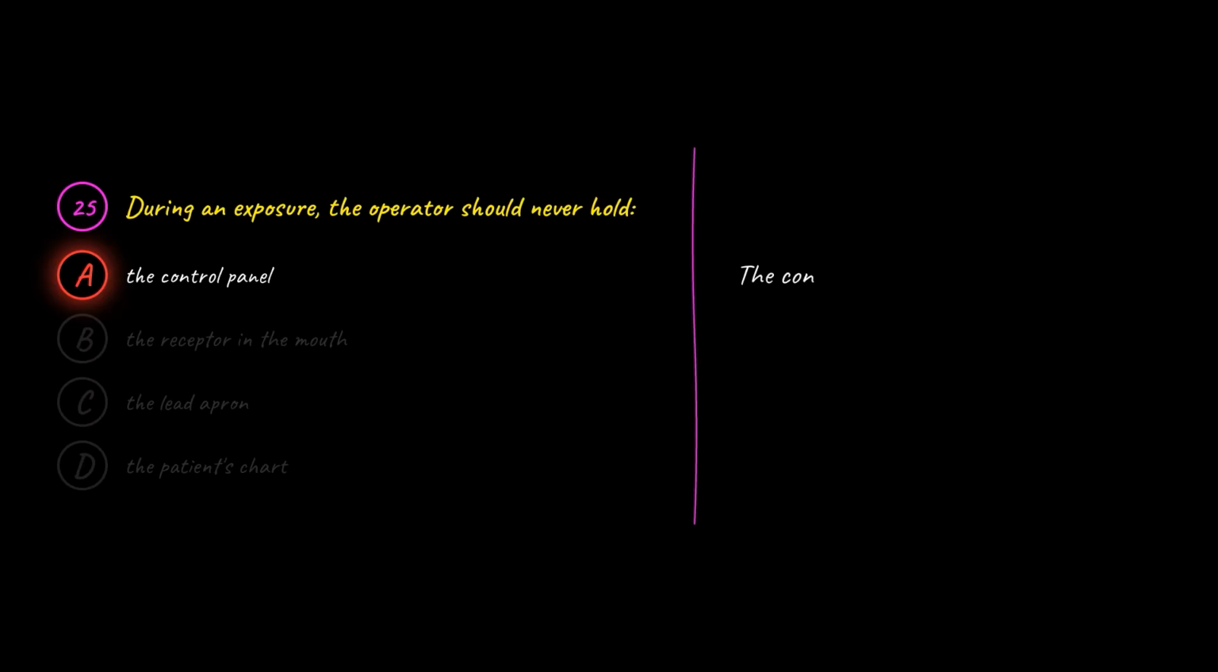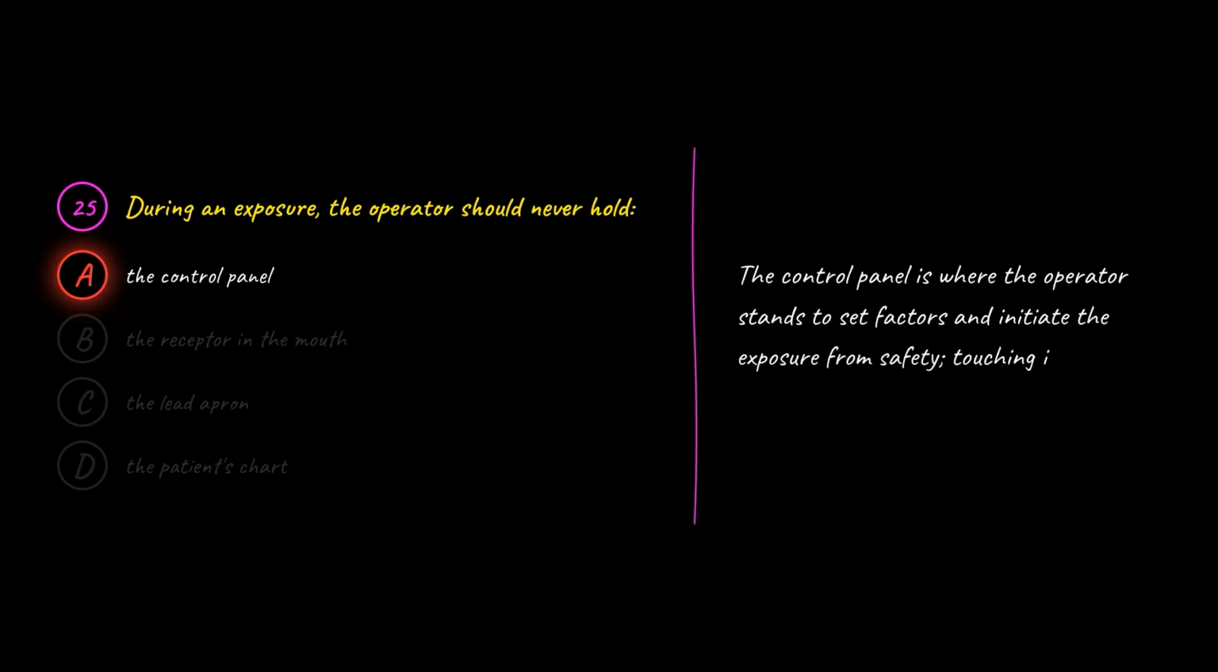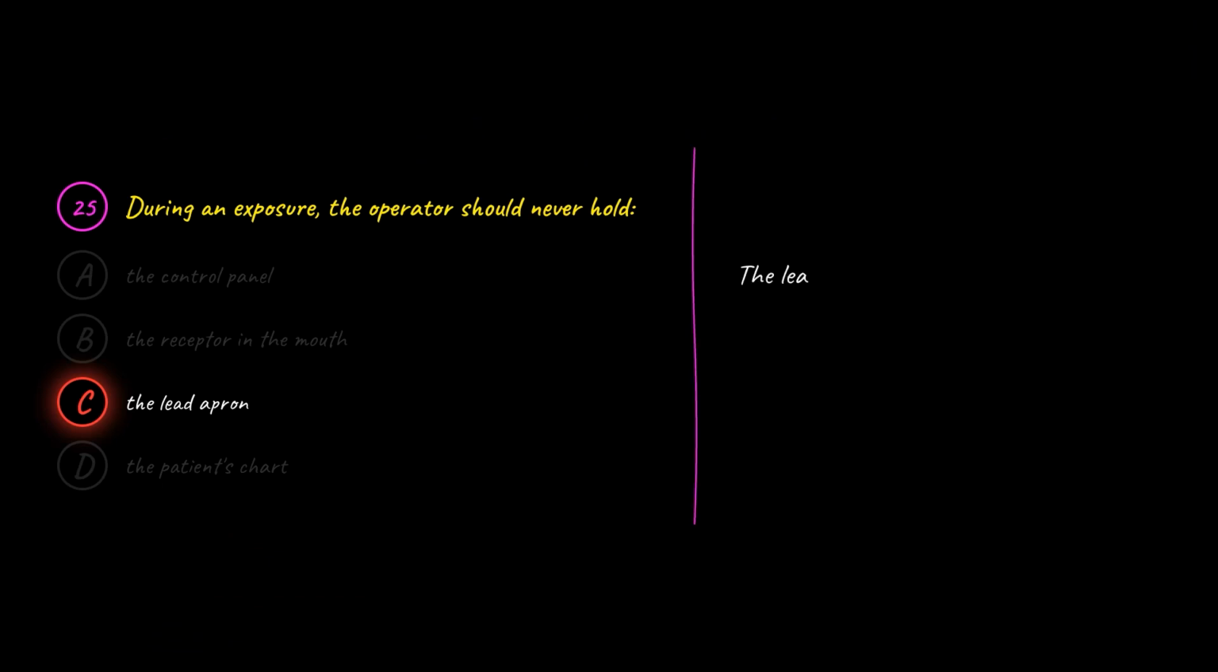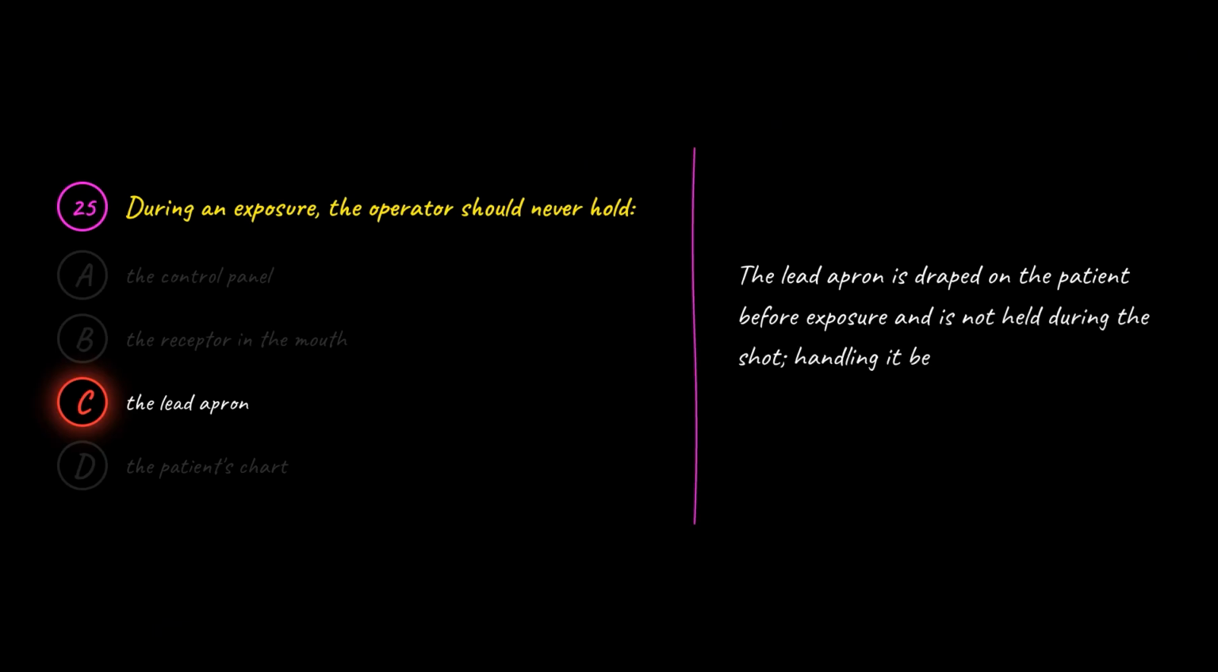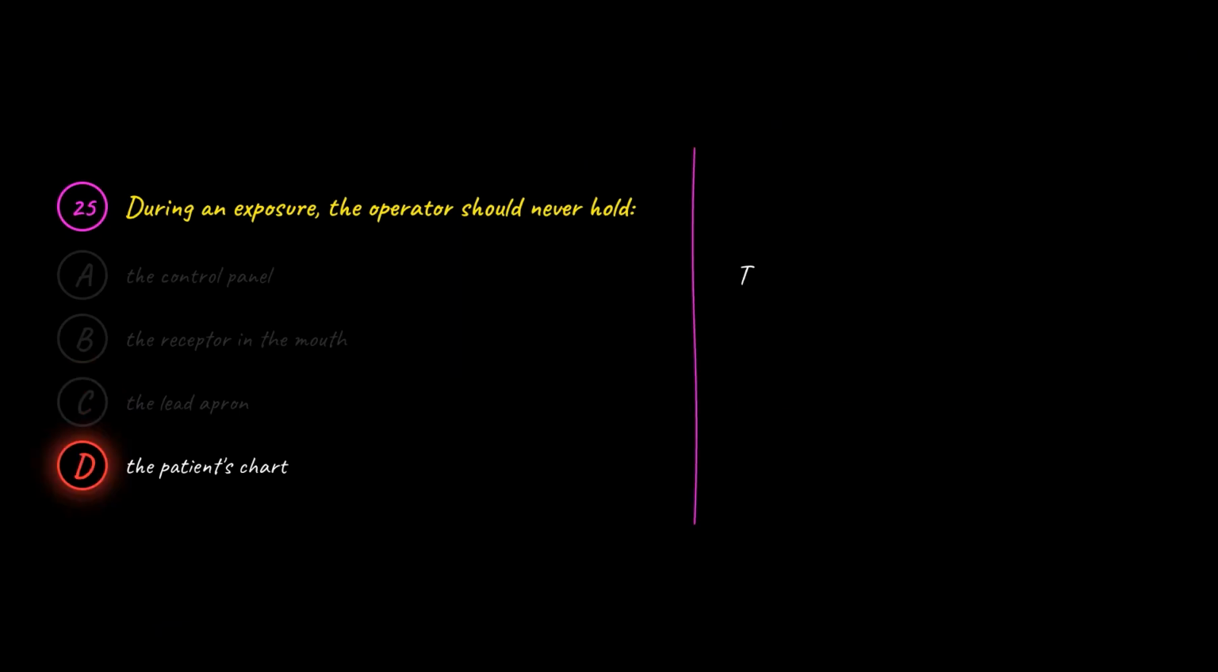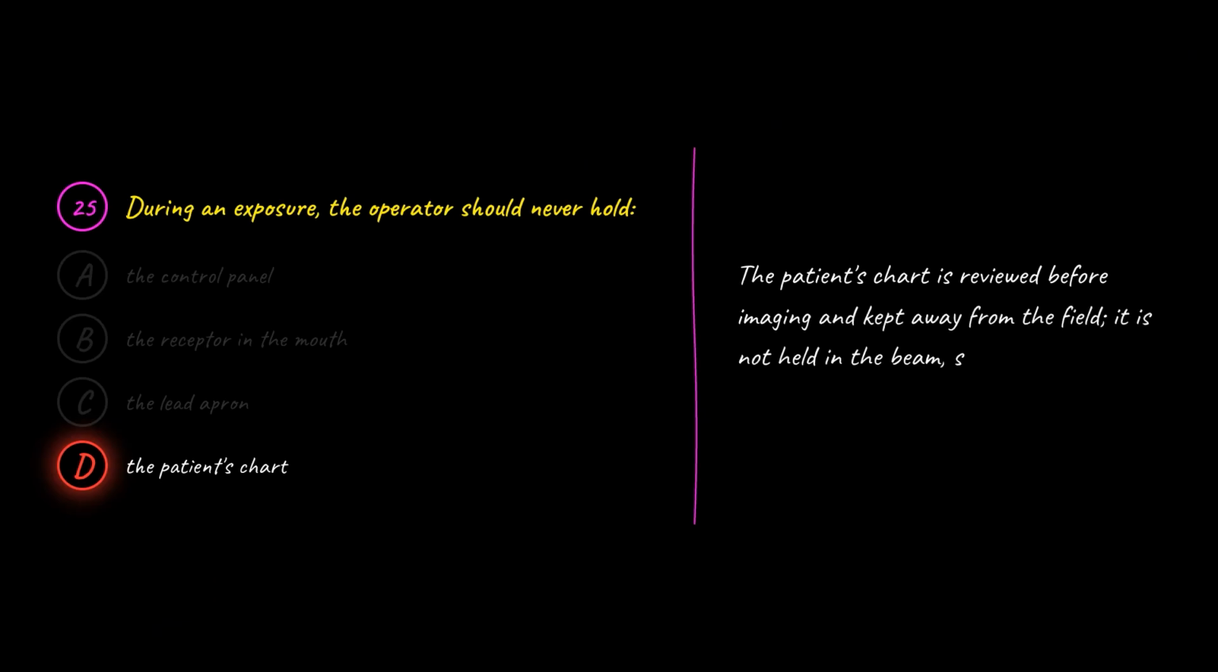A is wrong because the control panel is where the operator stands to set factors and initiate the exposure from safety. Touching it is normal and carries no extra radiation risk. C is wrong because the lead apron is draped on the patient before exposure and is not held during the shot. Handling it beforehand is routine and poses no beam exposure. D is wrong because the patient's chart is reviewed before imaging and kept away from the field. It is not held in the beam, so it is not the hazard being warned against.